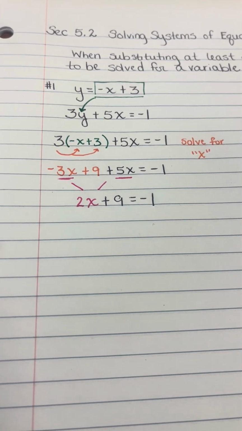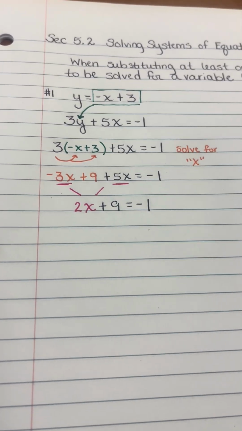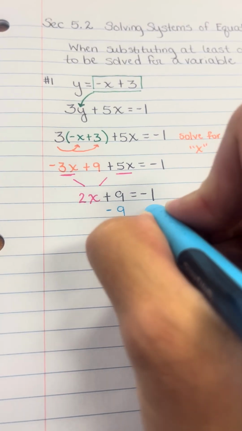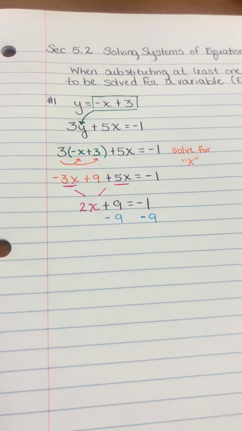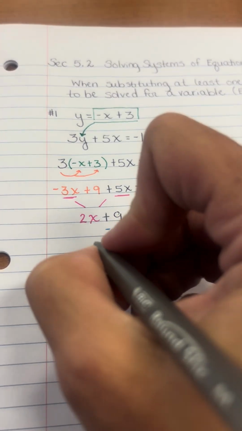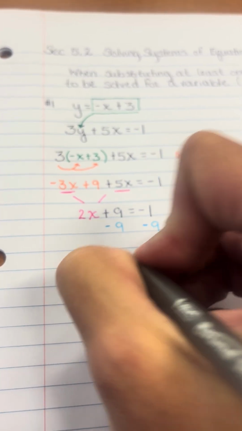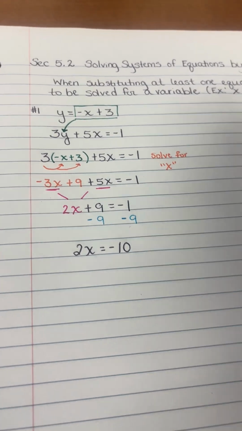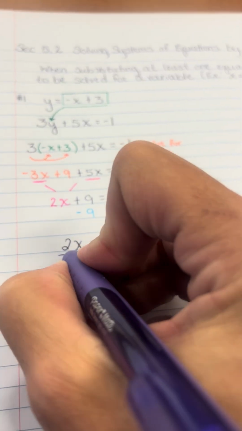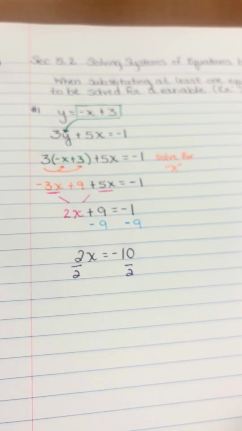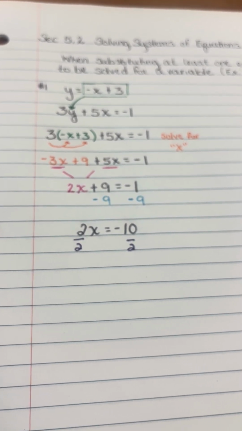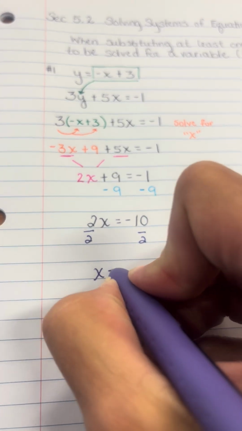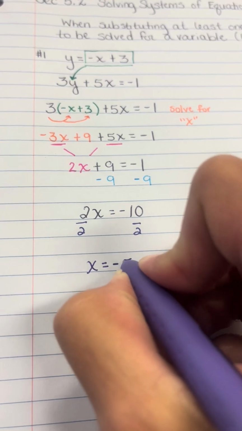And now we're down to a two-stepper. So we need to undo addition or subtraction first. So I'll go ahead and subtract 9 from both sides. And that will get me to 2 times x equals negative 10. And then my final step to get x alone is going to be to divide by 2. So I'm dividing by 2. So we know that x equals negative 5.